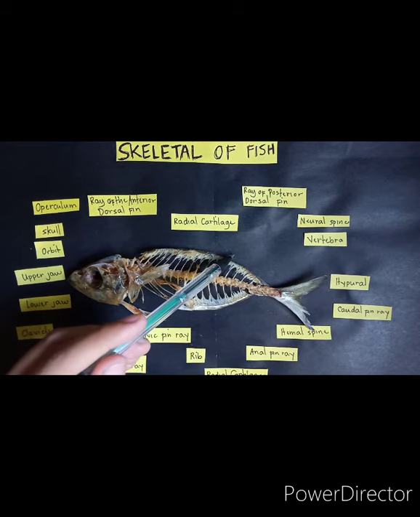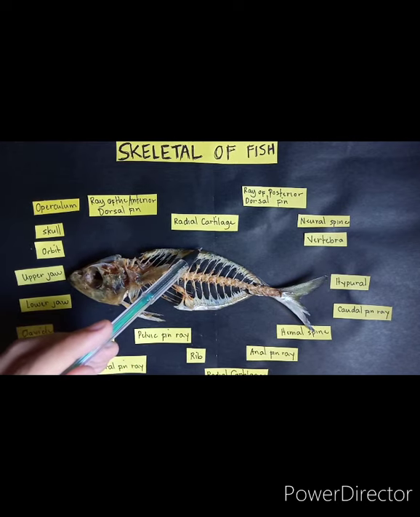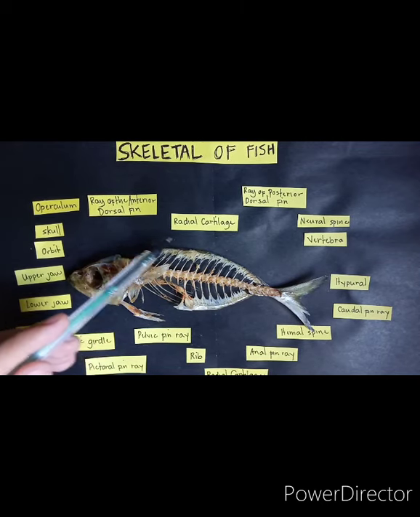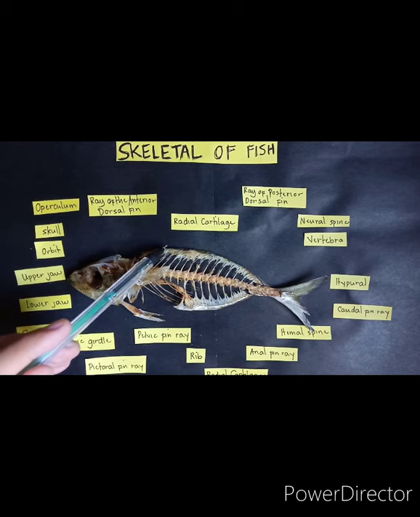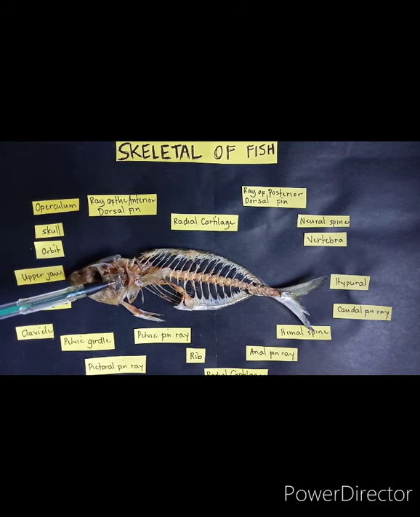Ray of posterior dorsal fin is the small bones forming the reed spines of the back of the fish. Radial cartilage, elastic substance of the radius. Ray of the anterior dorsal fin is the small bones forming the front of the back of the fish. Operculum, flaps covering the gill opening.